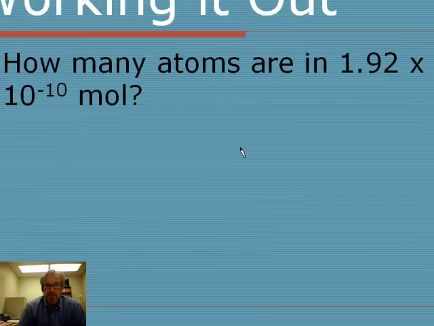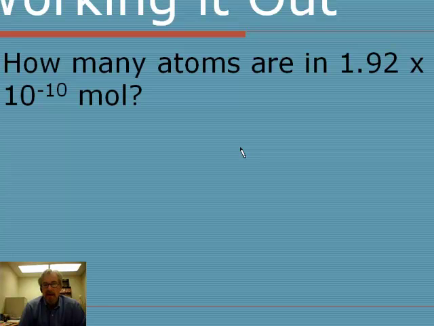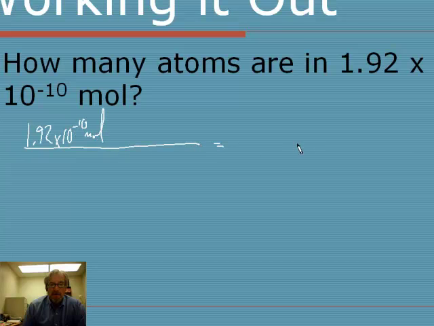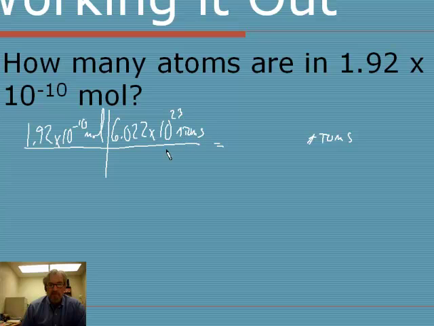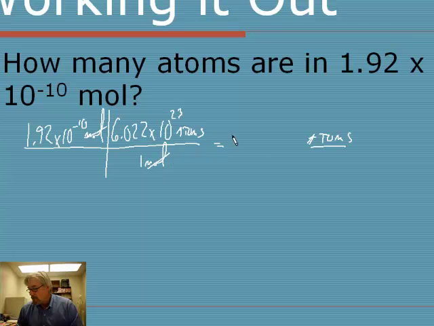Okay, solve this one. Pick your method. How many atoms are in 1.92 times 10 to the minus 10th moles? I'm going to solve this using dimensional analysis. 1.92 times 10 to the minus 10th moles is what I'm given. My answer is supposed to be atoms. And the conversion factor that gets me from moles to atoms is Avogadro's number. So 6.022 times 10 to the 23rd atoms per 1 mole will cancel off the correct unit and give me the correct unit in my answer. I get 1.16 times 10 to the 14th atoms.